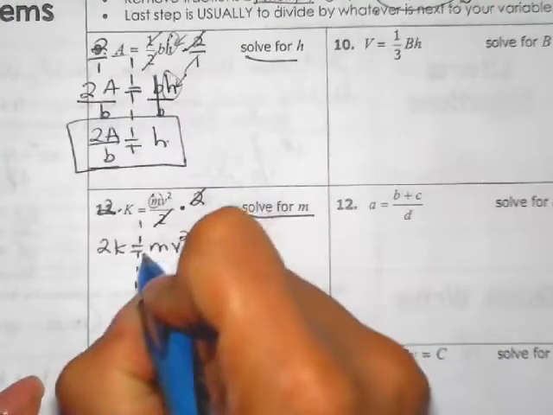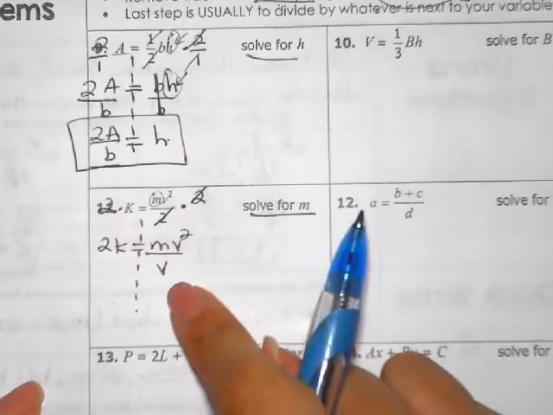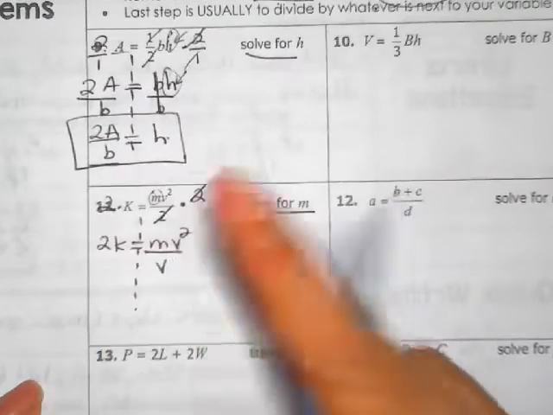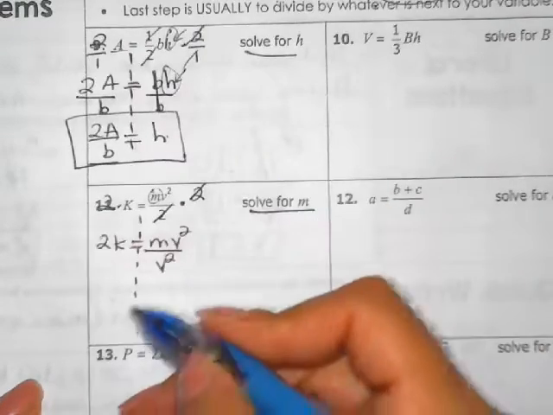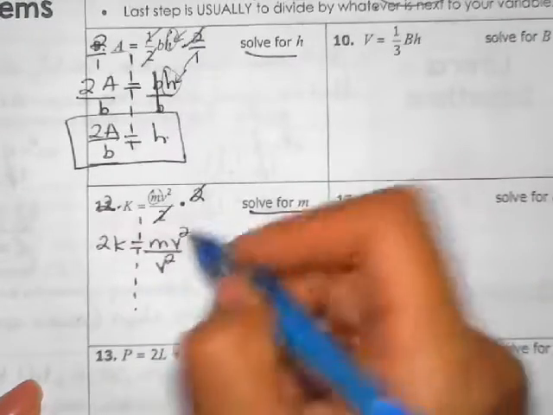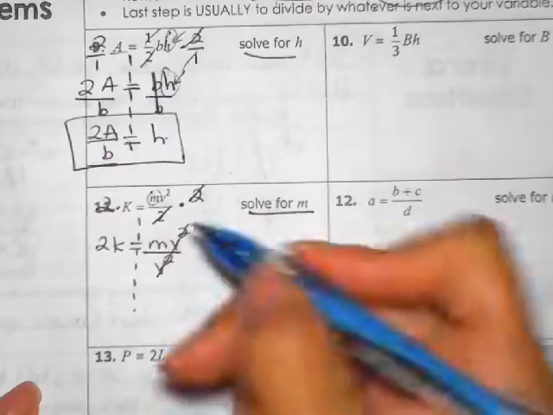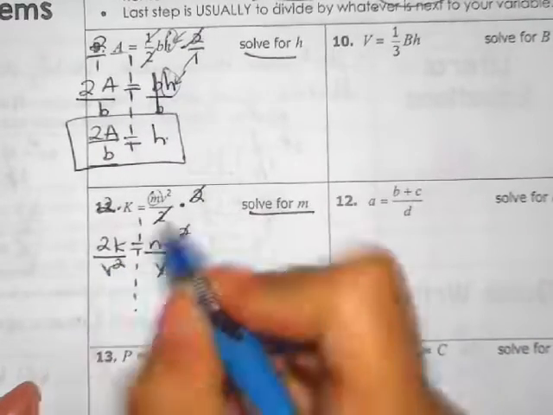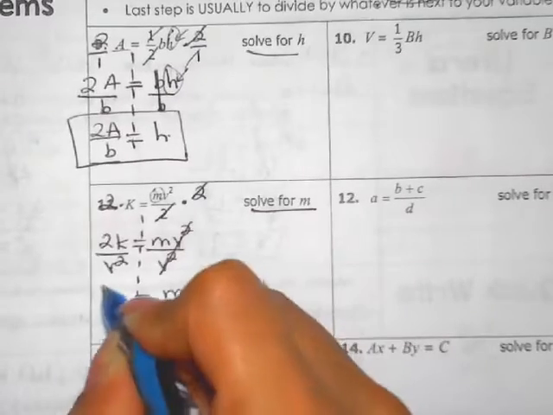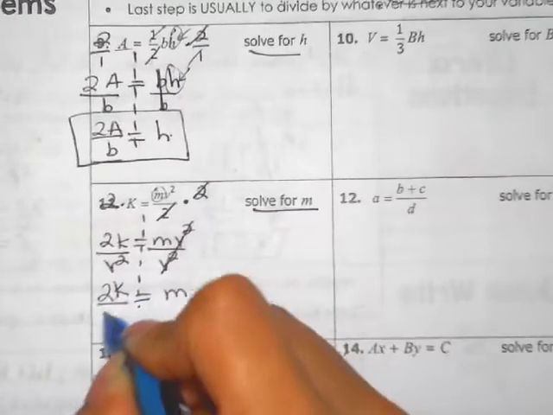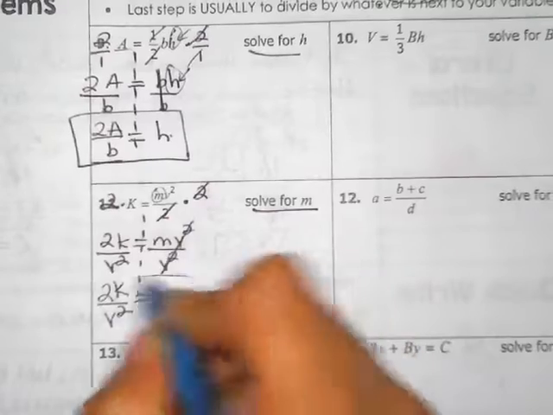Very good. So we divide, but I don't want to just get rid of the V. The V comes with its exponent, so the exponent has to go with it. That way when I divide, it's the exact same value, and they divide evenly. But if I divide on one side, I have to divide on the other. M equals 2 times K over V squared.